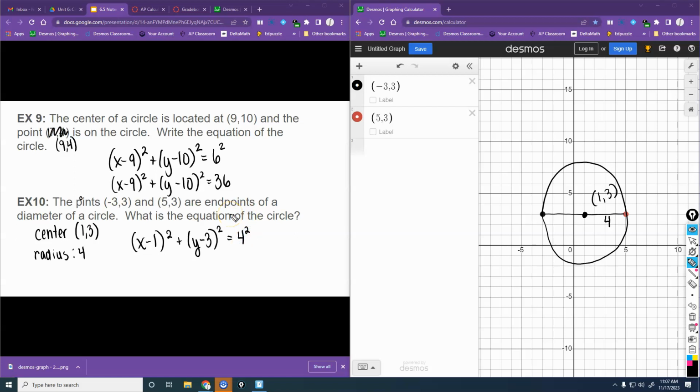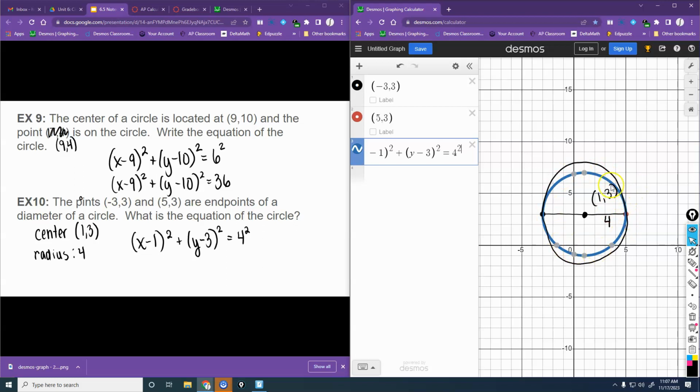So you can do 4 squared or 16. It doesn't matter on multiple choice. It's going to be 16 right there. Now, you can always check it to make sure that it works. So do x minus 1 squared plus y minus 3 squared equals 4 squared, or you can put a 16. And it goes through both of those points.